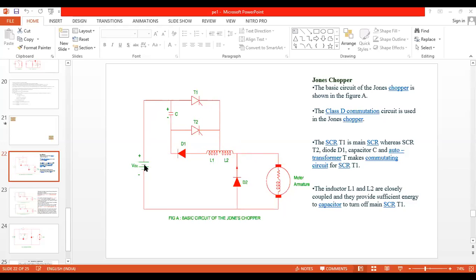This is what we are supposed to present in the examination first. So when the supply is on, direction of the current starts from VDC plus to SCR1, SCR1 to L2, L2 to the motor, and from motor to the VDC minus. So during this process, motor accelerates. This word we have to put everywhere. During this process, motor accelerates and develops kinetic energy.